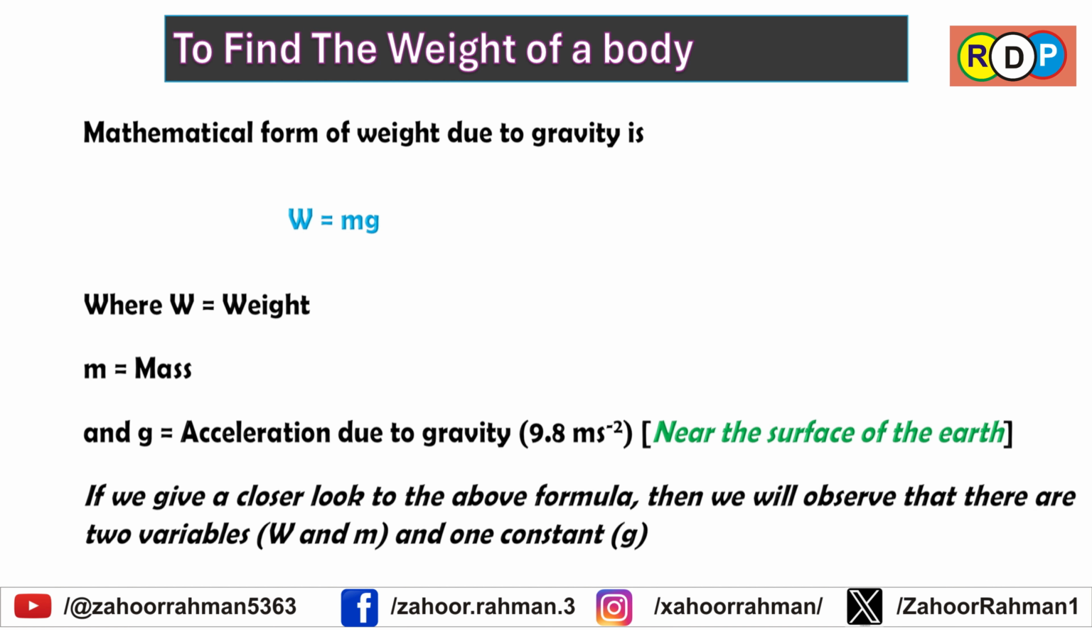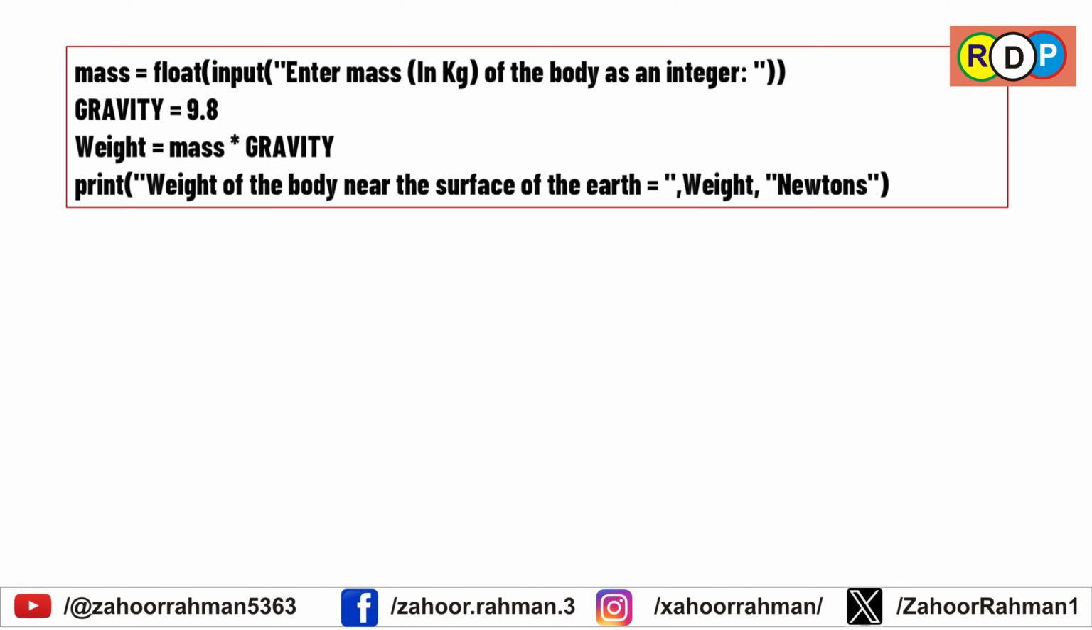So if we take a closer look at the above formula, we will observe that there are two variables, W and m, and one constant g. You have to declare those. So this is a program.